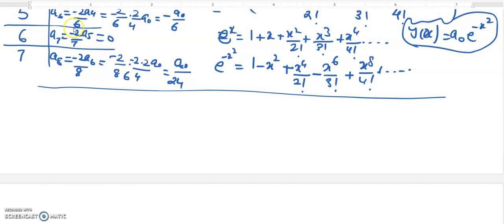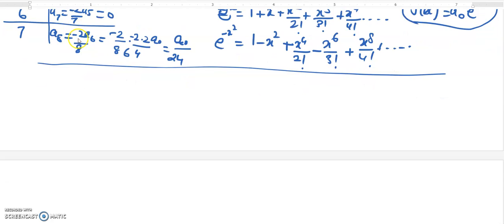Okay, now let's solve a second order differential equation with non-constant coefficients, variable coefficients. So the equation is (1 minus x squared) y double prime minus 2x y prime plus 2y is equal to 0.